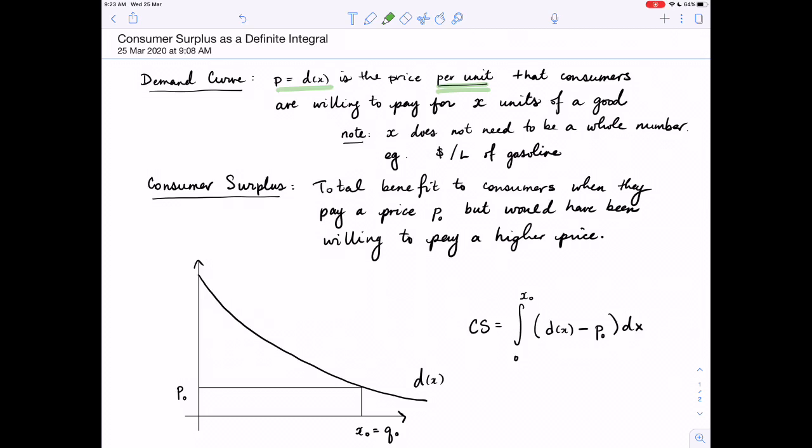For example, we could be talking about dollars per liter of gasoline, or dollars per kilogram of flour, or something like that. So x, when we say units, it doesn't have to be like 5 televisions, where you can't have 4.5 televisions or something. It can be in terms of some sort of measurement, like liters or kilograms or whatever, that doesn't need to be a whole number.